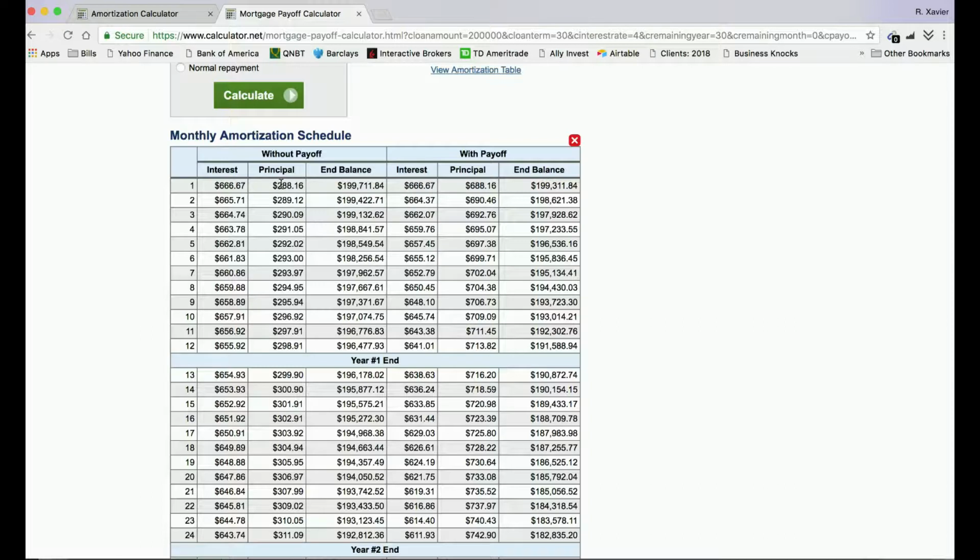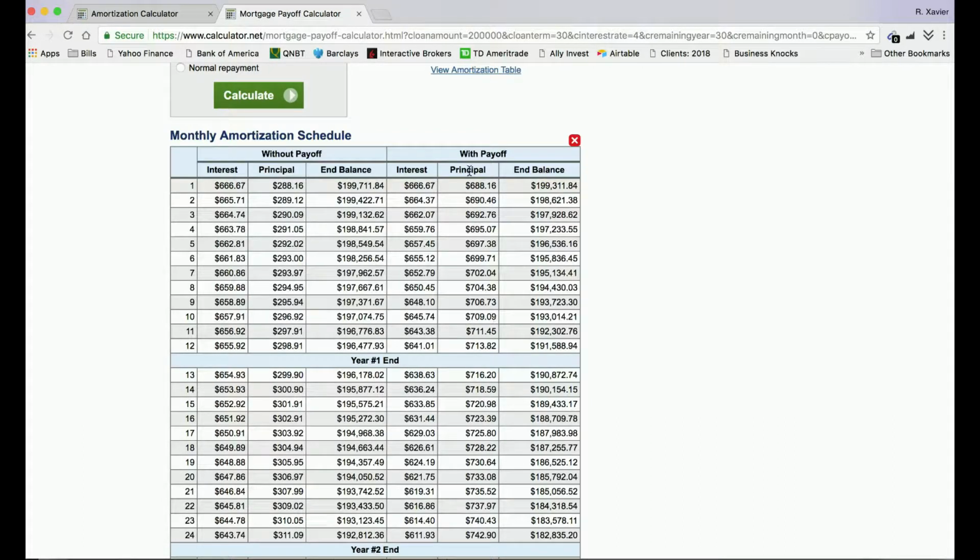So let's look at this. Principal without the payoff, $288.16. If you pay an extra $400, it's going directly to principal, right? This is just this plus $400, right? It gives you that. But as you go on, yeah, you're still paying $400, but if you were to add $400 to this, it would actually be less than $713, right? It would be $698.91. But instead, you actually end up saving a little bit more, right? A little bit more ends up going to principal than just $400.